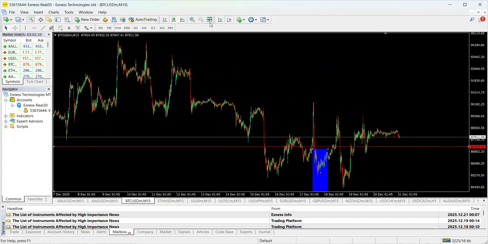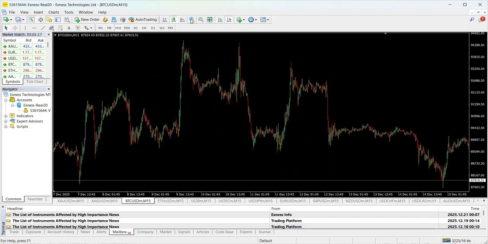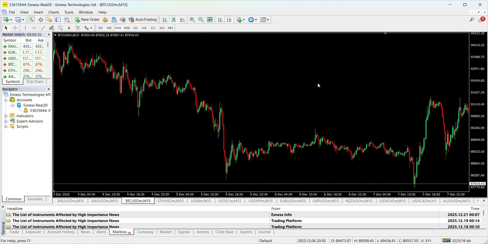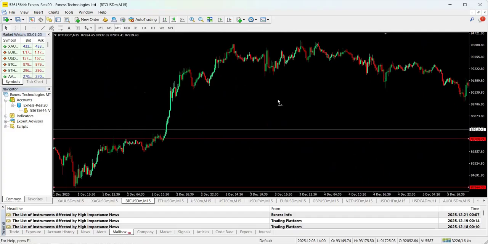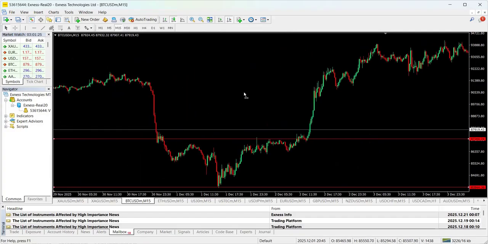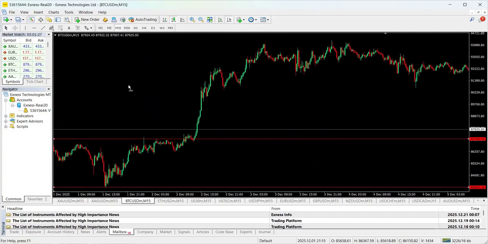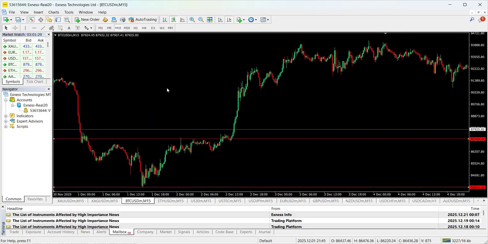So let's go ahead and look at these charts in previous sessions. Let's find one more area for our strategy. So if you look at this, let's look at here.